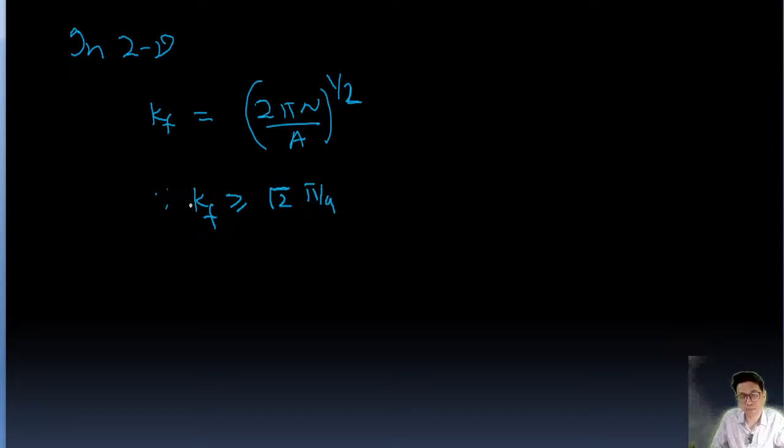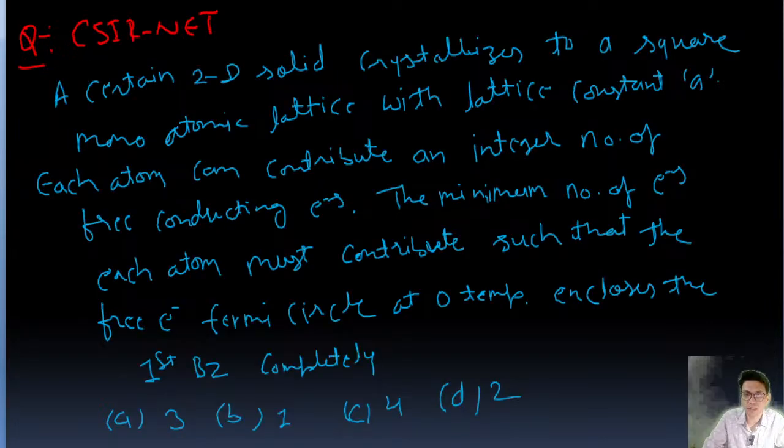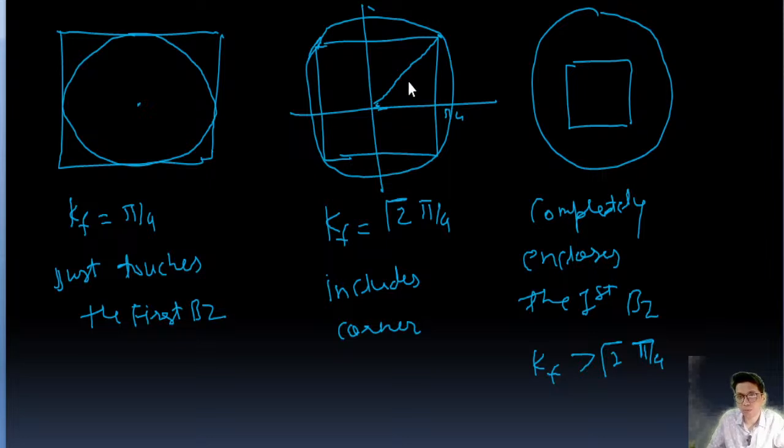Kf must be greater than or equal to root 2 π/a, because if Kf is equal to root 2 π/a, it just encloses the first Brillouin zone completely. It encloses the corners of the first Brillouin zone as well, just completes it, right? So Kf should be either equal to this or greater than this. This is important. I have explained it here. You can see we talked about this, right? If Kf equals root 2 π/a, that includes the corner, it just encloses the first Brillouin zone.